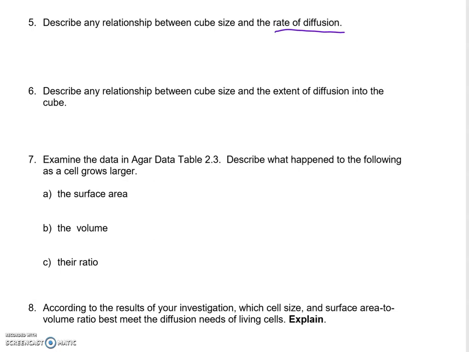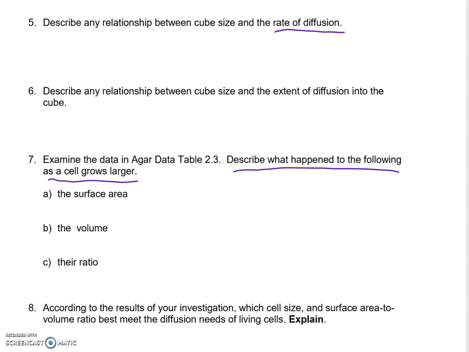So number 6 described the relationship between cube size and the extent of diffusion. So how much, as a percent of the volume, got diffused. And of course, the smaller the cube size is, the larger the extent of diffusion given a certain amount of time. On 7, describe what happened to the following cells as the cells grow larger.